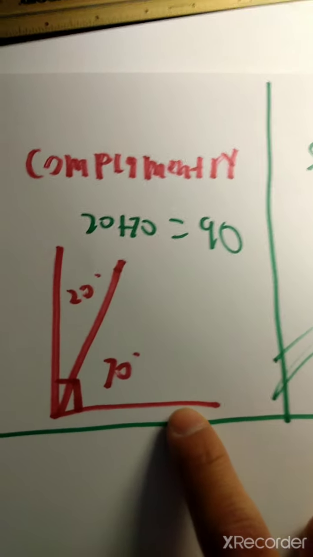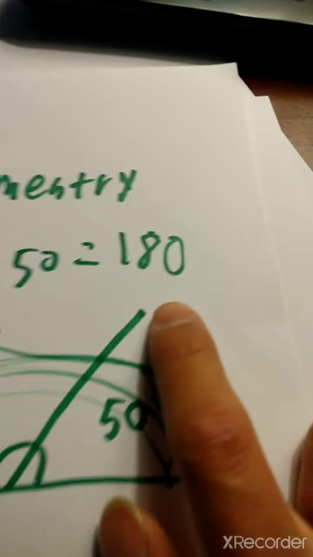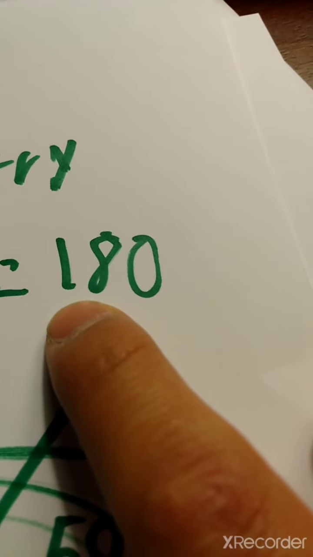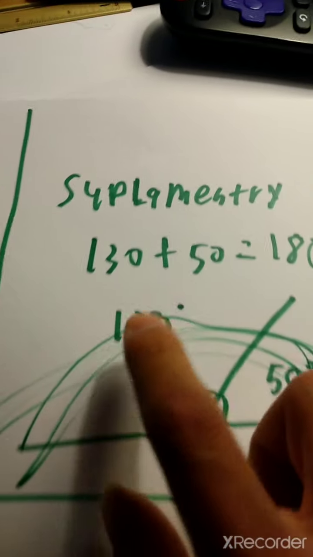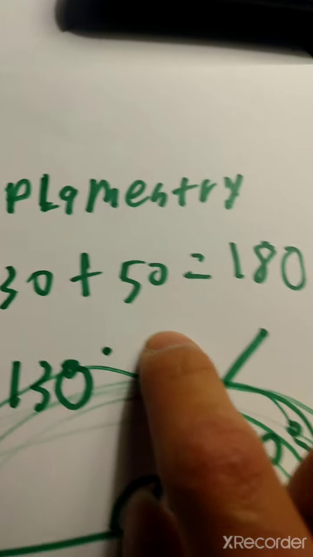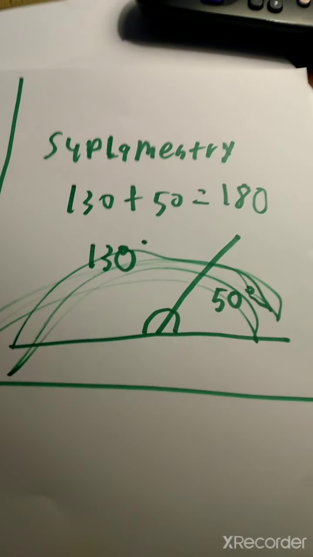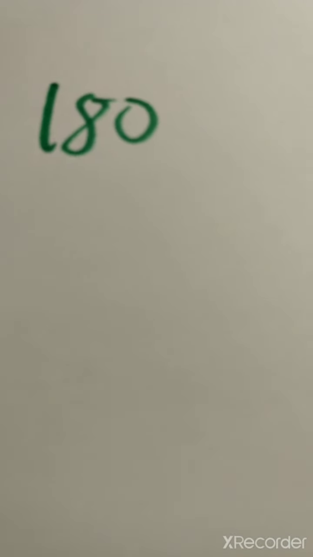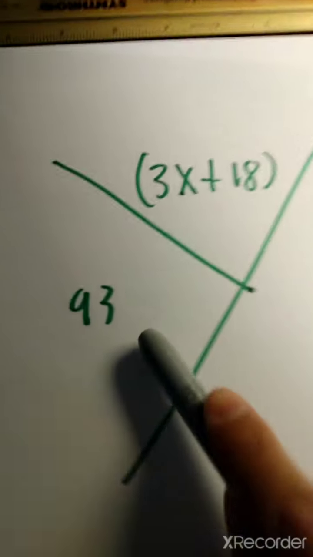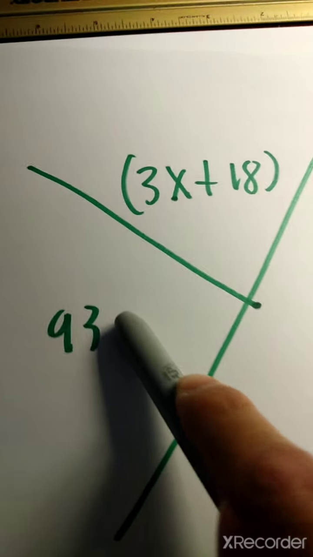Our second kind of angle is a supplementary angle, and that is angles that add up to 180 degrees. So we're going to try and prove that. Here's an example: 130 plus 50 equals 180. Here's an example problem. So here is a supplementary angle. That is 180 degrees. But we understand that this angle right here is 93 degrees.